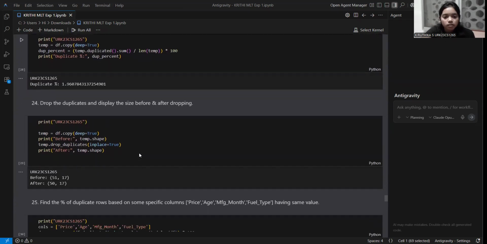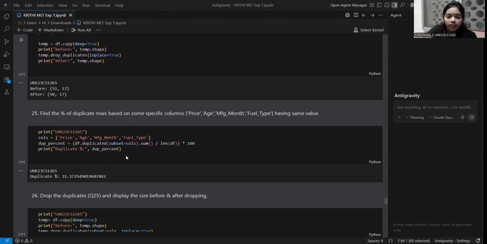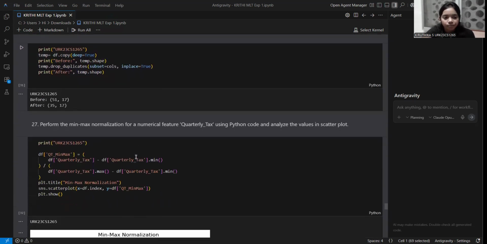And the 24th is remove duplicate rows. Duplicates are removed to ensure data integrity. Data size is shown before and after removal. And the 25th question is check duplicates based on specific columns. Columns used: price, age, MFG month, fuel type. This checks partial duplicates. And the 26th question is remove those duplicates. Rows with identical values in the above columns are removed.